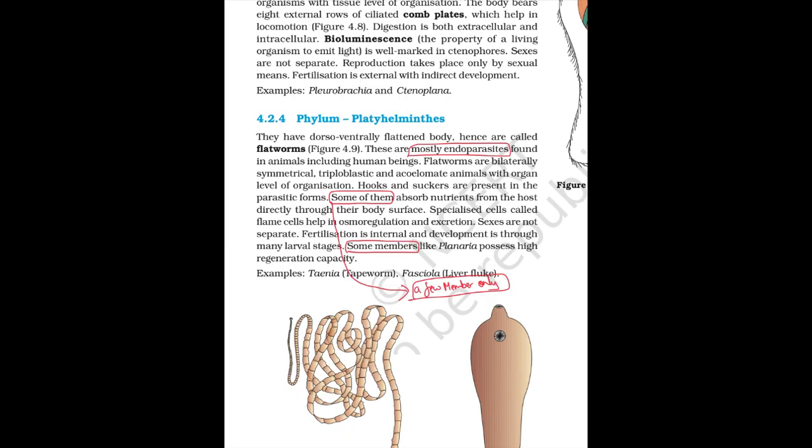Like some members, such as planaria, possess high regeneration capacity. This means not all members of Platyhelminthes have regeneration capacity, only a few members. When there is an example with it, you should write it down as an example in your notes, but otherwise you can avoid this point. If it is written with some example animal, then you should write it down in your notes; otherwise you can leave it.